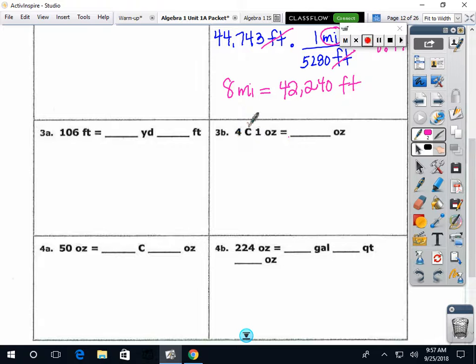Okay, what did y'all get? 4 cups and 1 ounce is how many ounces? 33, right? Because the 4 cups became 32 ounces, and then you have to remember to add on that 1 ounce to make it a total of 33. Okay, any questions about that one?